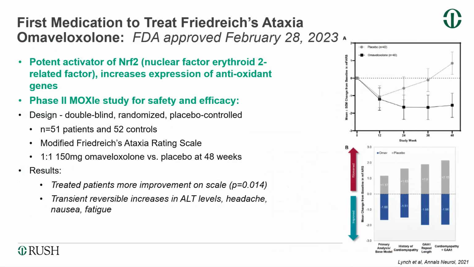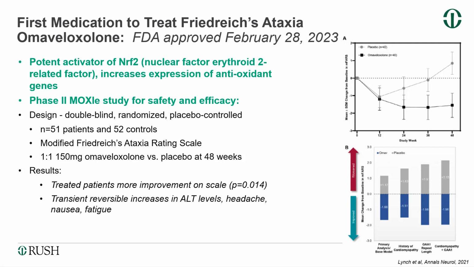This study was called the MOXIE study. It was a phase 2 for safety and efficacy. And it was a double-blind randomized placebo-controlled trial with 51 patients and 52 controls. They used the modified Friedreich's ataxia rating scale and did a 1-to-1 randomization of omaveloxolone versus placebo. What they found is that the treated patients had more improvement on the scale. Now, remember, this is a motor scale, so it didn't necessarily include outcomes such as the cardiac outcomes or development of diabetes or any of these other signs or symptoms of disease.